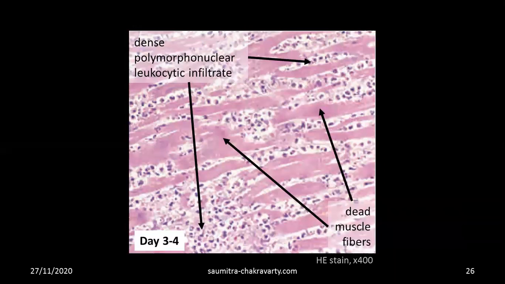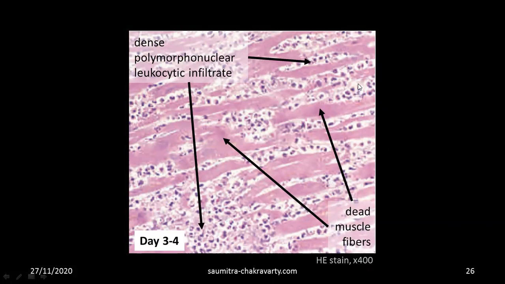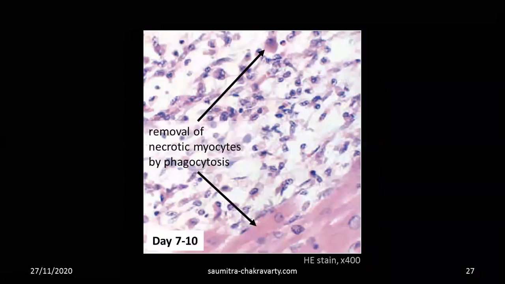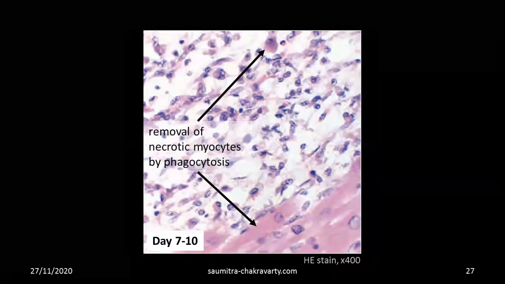And this is day 3 to 4. There are many more inflammatory cells here and there, and much more dead muscle cell fibers. The muscle cell fibers are no longer wavy. They became straightened due to the osmotic pressure around them. There is a lot of fluid there, so it's no longer wavy. For the removal of necrotic myocytes, the phagocytes will come into the scene.